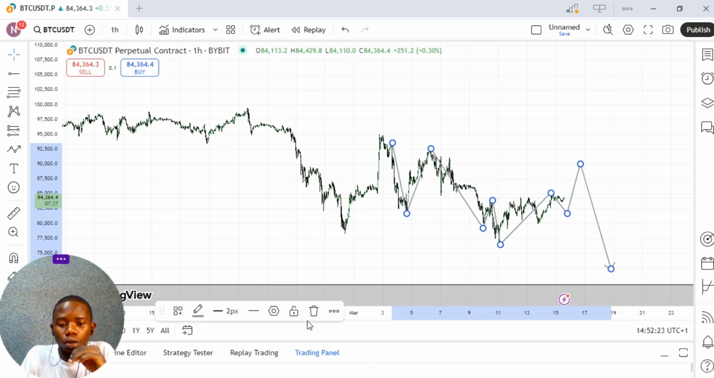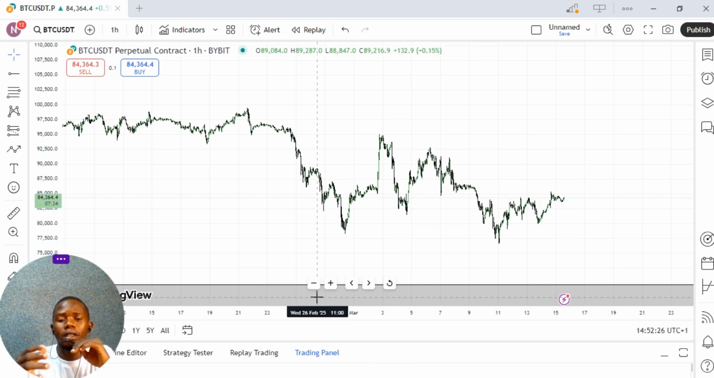Market structure is very simple. You just look at the charts. If you can identify the trend, just mark out higher highs, higher lows, higher highs, higher lows, so that it will be easier for you to know the trend, and it will be easier for you also to know when the trend has changed.